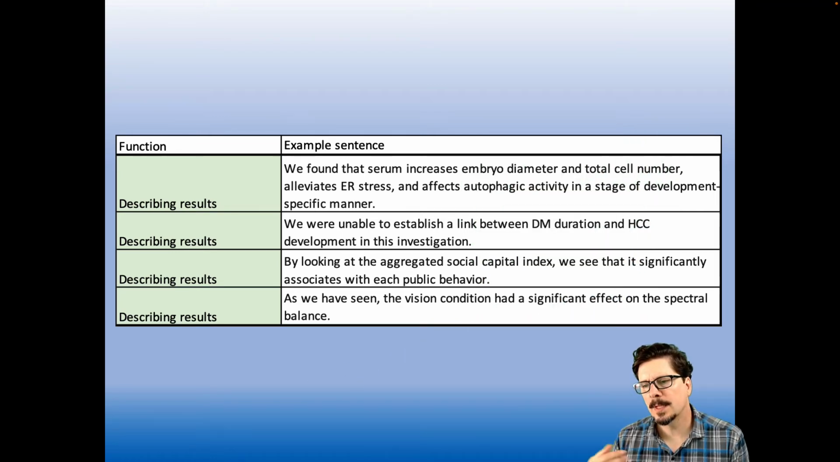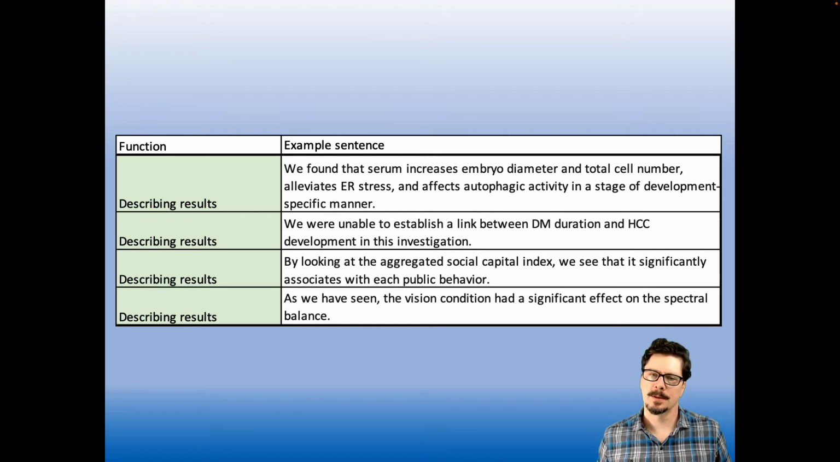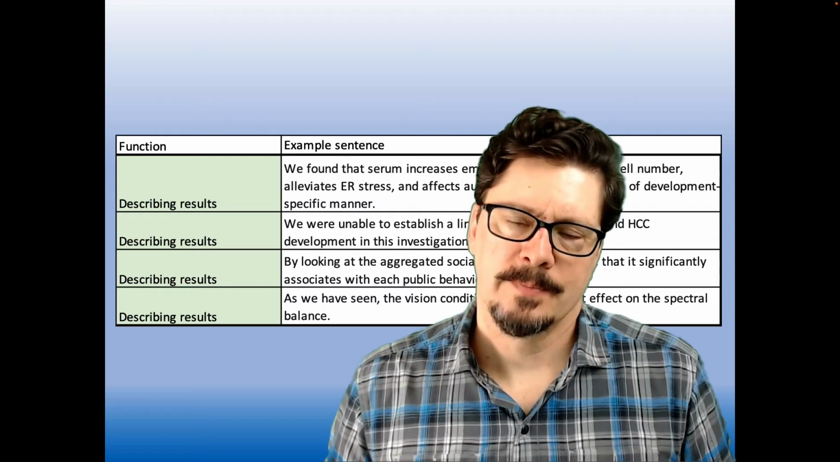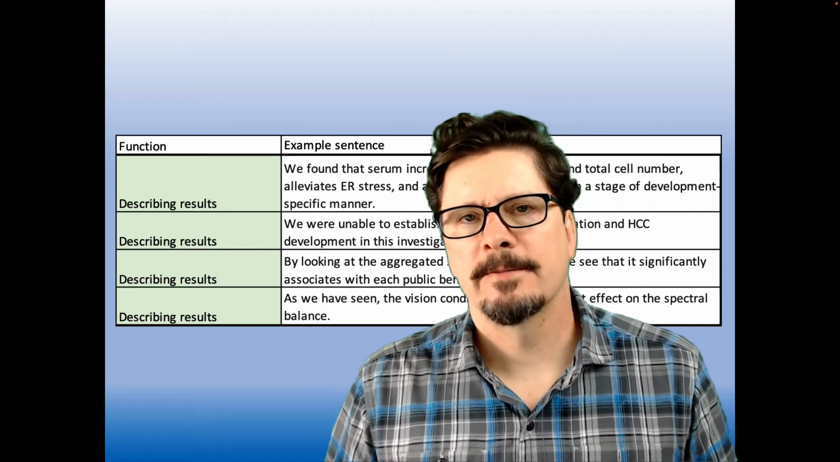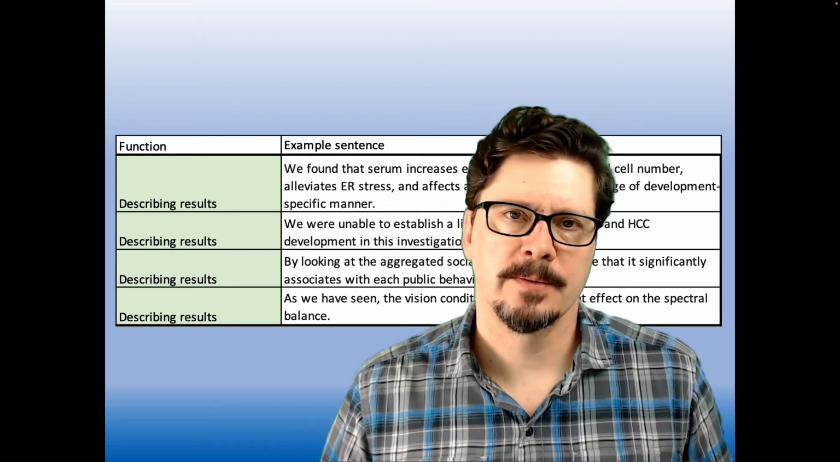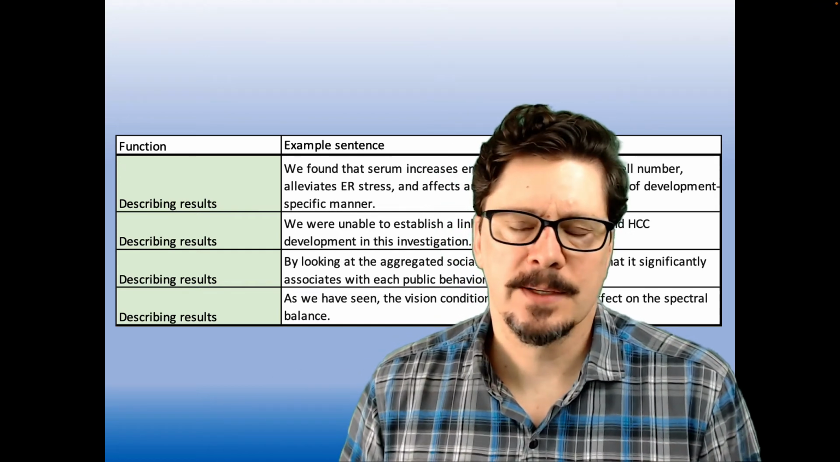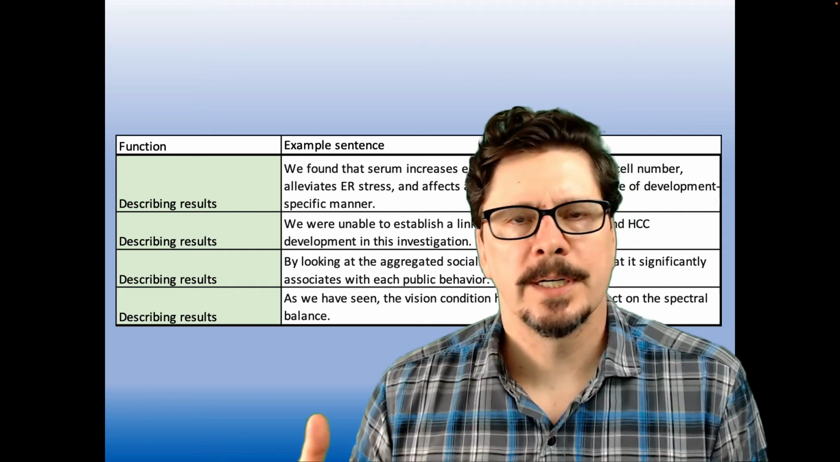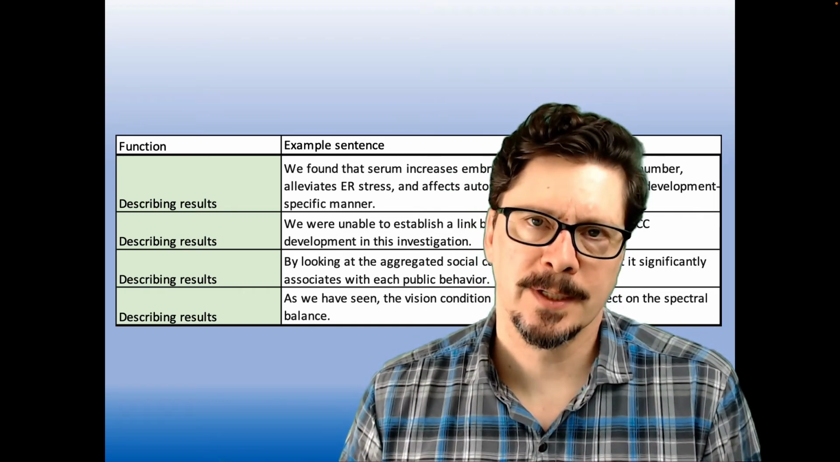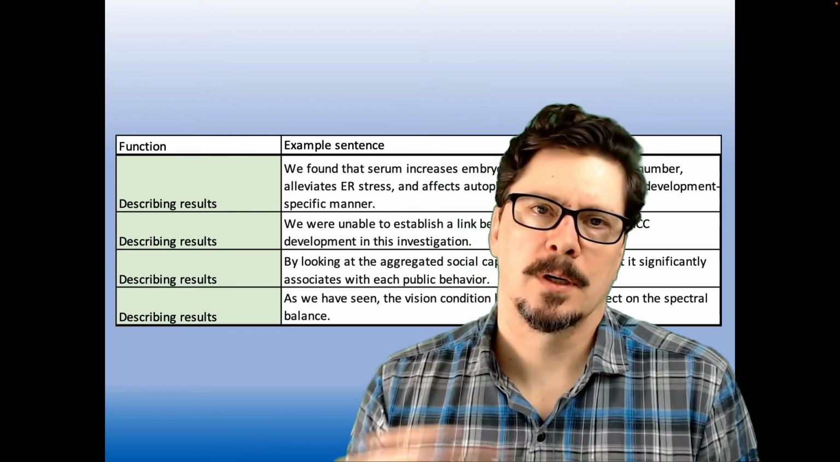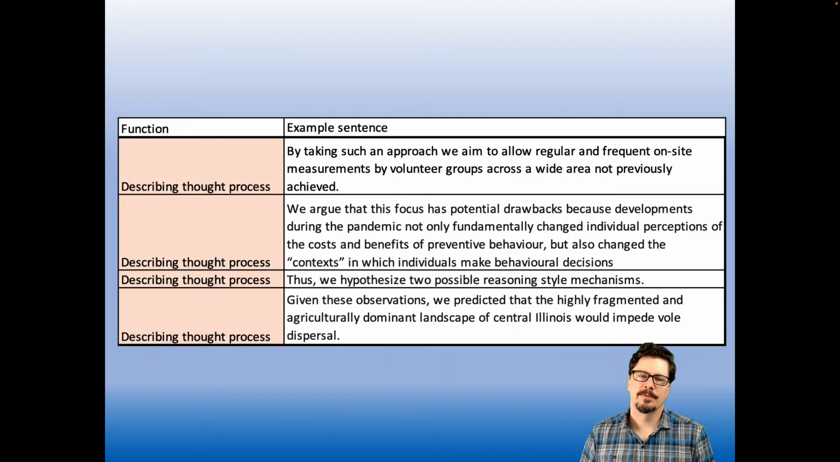And the fourth example: "As we have seen, the vision condition had a significant effect on the spectral balance." All right, I'm not sure why we need the phrase "as we have seen." It's some kind of meta-discourse or a transition phrase, but maybe it's not really necessary. It might be helpful to the readers, but it could probably be done with a different type of transition that doesn't put the focus on the authors. All right, four examples of describing the thought process.